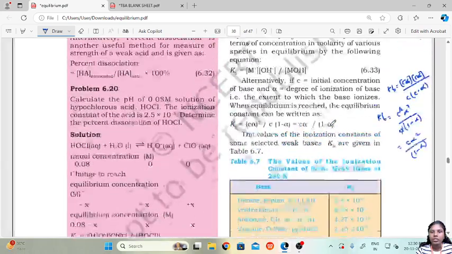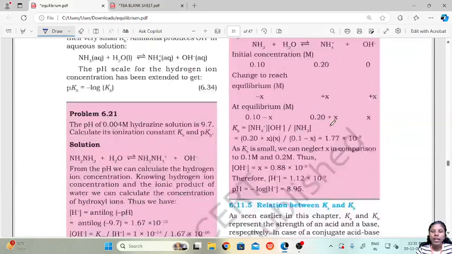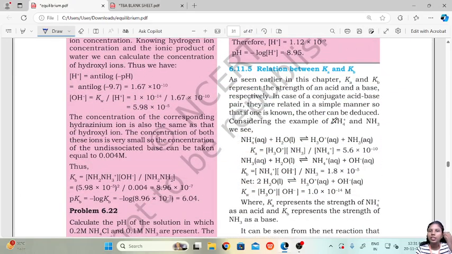Now let's look at what exactly is the relation between Ka and Kb, that is, the acid ionization constant and the base ionization constant. What did we see? That most of the things are very similar in both cases. Even the formulas are very much the same, only the difference of H plus and OH minus. As we have seen earlier in this chapter, Ka and Kb represent the strength of the acid or base. Now in the case of a conjugate acid base pair, they are related in a simpler manner, so that if one is known, the other can be deduced.